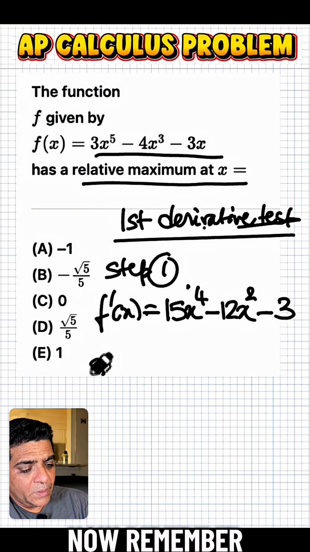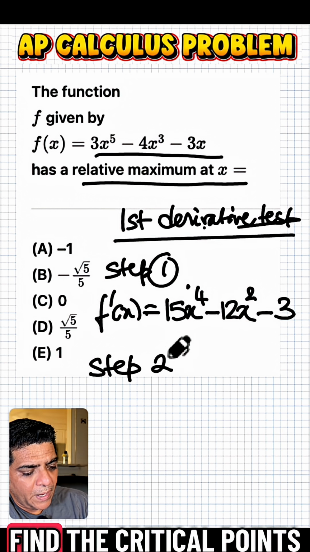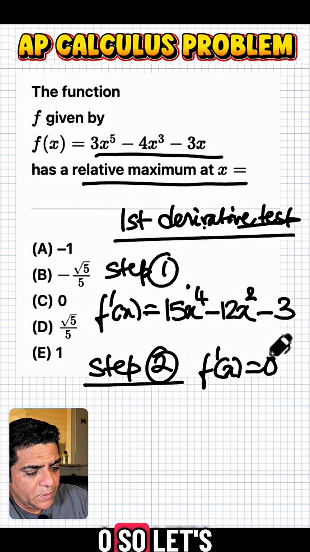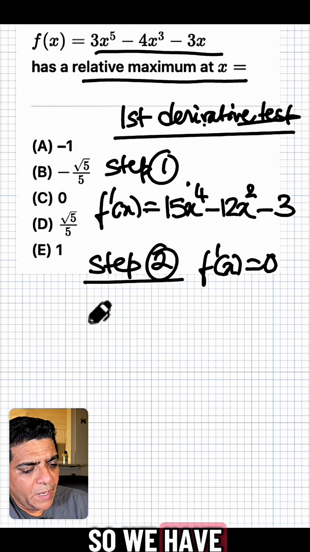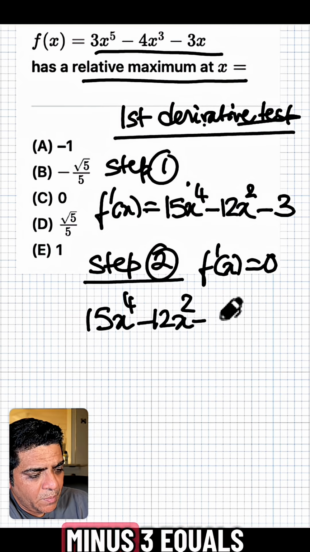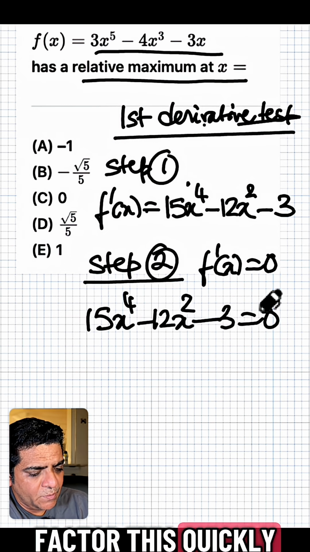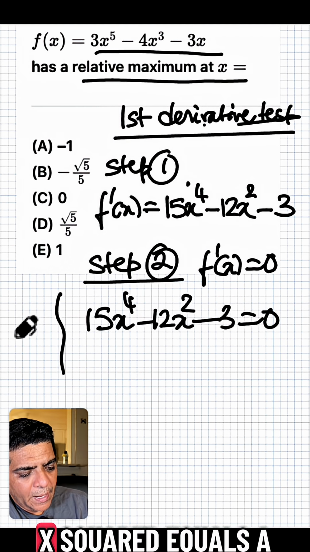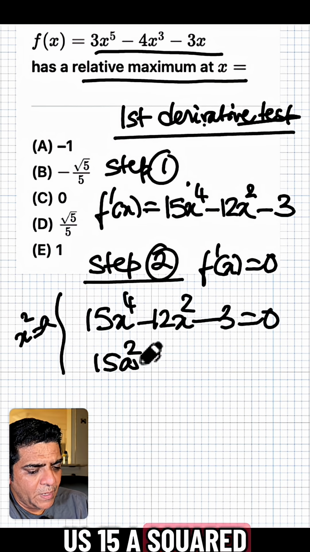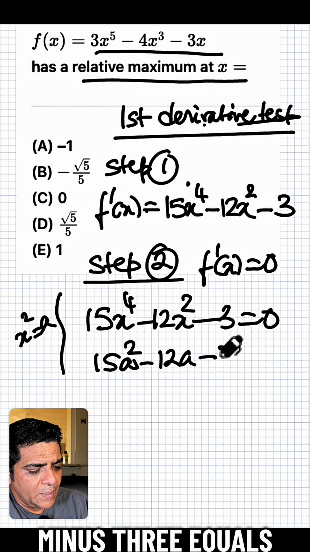So now remember, set this equal to 0 to find the critical points. So f prime of x equals 0. So we have 15x^4 minus 12x^2 minus 3 equals 0. I'm going to factor this quickly. So let x^2 equal a. So that gives us 15a^2 minus 12a minus 3 equals 0.